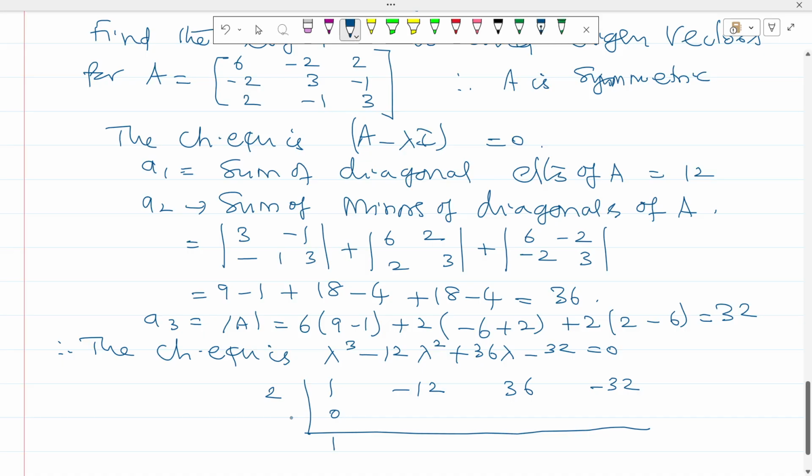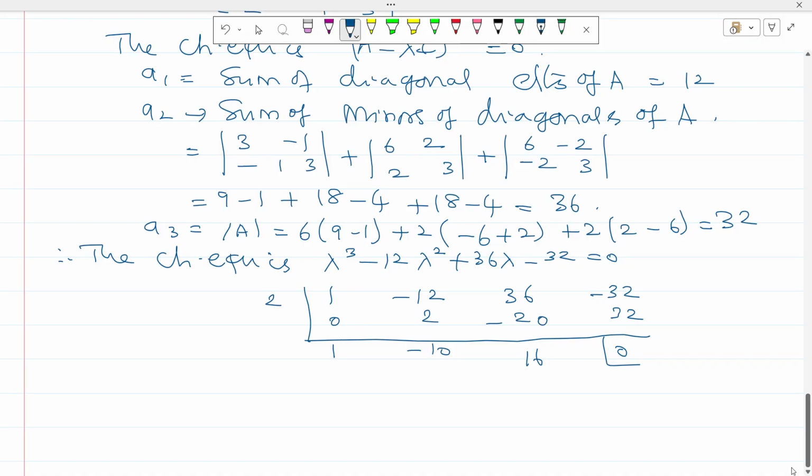If you put 2 here, 1, 2 into 1, 2 here, so here you will get minus 10. 2 into minus 10, minus 20, then it is 16. 2 into 16, 32, will get 0. So 2 is one of the roots, since you are getting 0 here. Then you bring down one power here: lambda square minus 10 lambda plus 16 equal to 0. When you are solving, lambda equal to 2, 8.